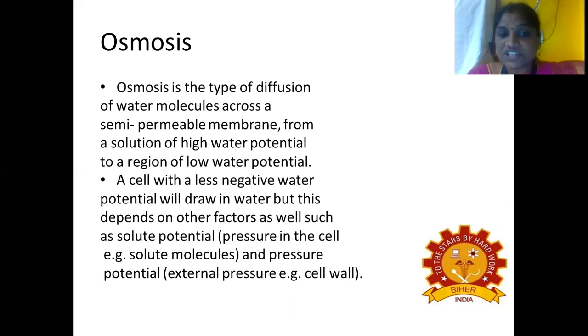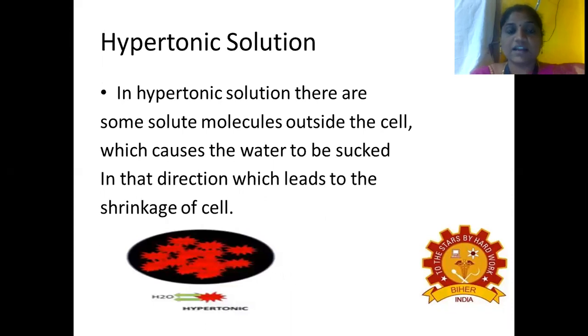Solute potential means the pressure in the cell due to, for example, the solute molecules, whereas pressure potential means the external pressure that is in the cell wall. So based on this, the osmosis process will be occurring. Based on three solutions, the osmosis process is defined. The first type of solution is the hypertonic solution.